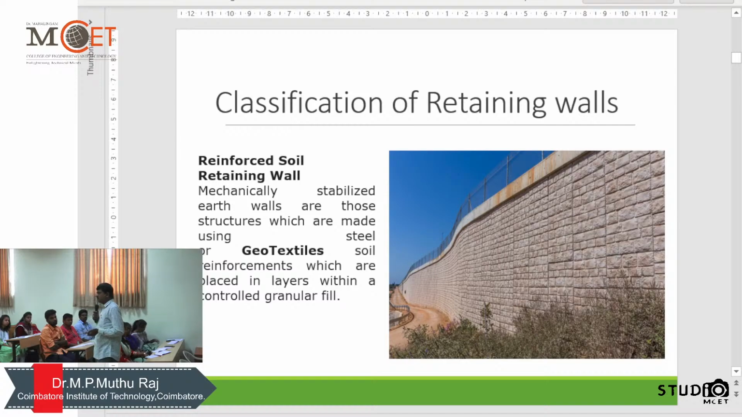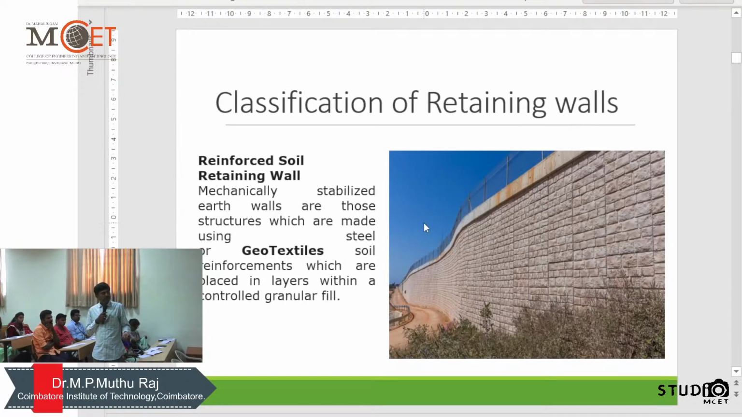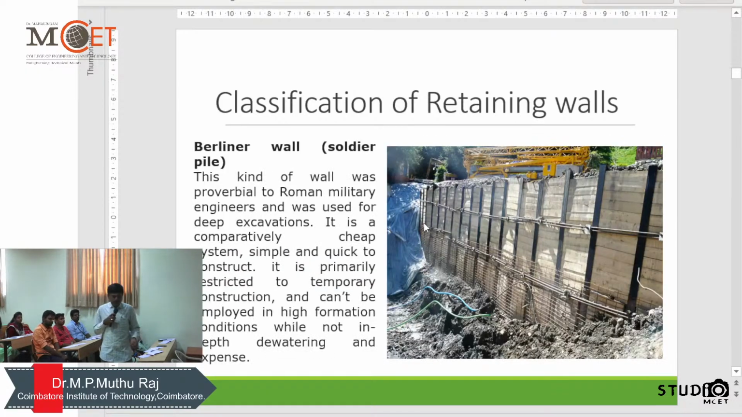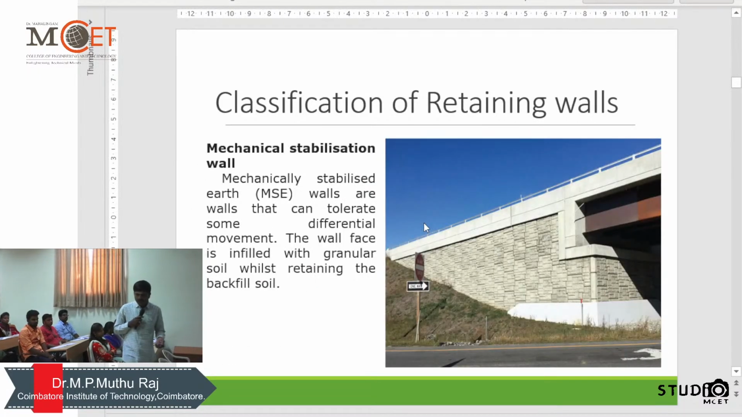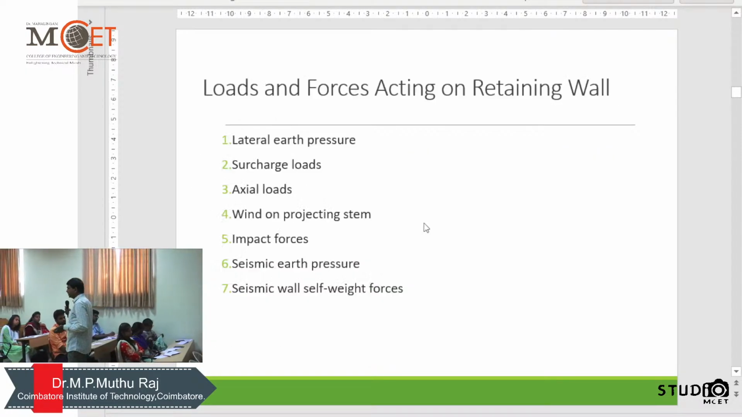First, let us try to understand what we conventionally do. Then we will come back to this one. Then we can go for nailing, anchorage, sheet piles, all these are classifications. All these things we can understand pictorially. There are also green retaining walls, crib walls and so on. Now let us try to understand what forces will act, either for a retaining wall or a reinforced retaining wall.